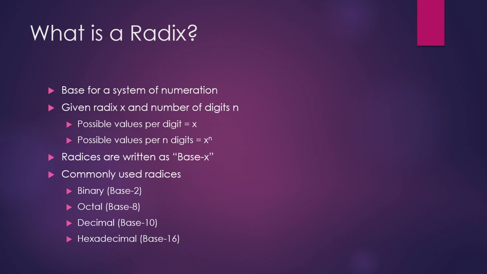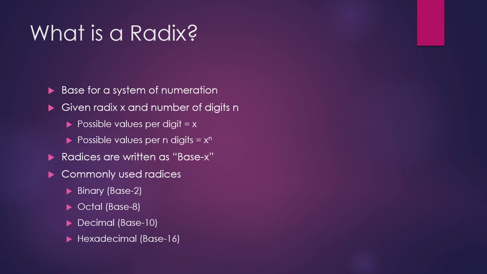And the possible values per n digits is x to the n. So if you have a 4-digit number, and that number is in base 10, then there are 10 to the 4, or 10,000 possible values that number can represent.